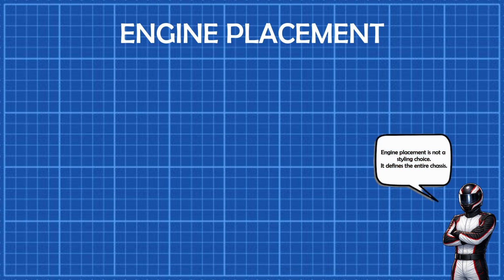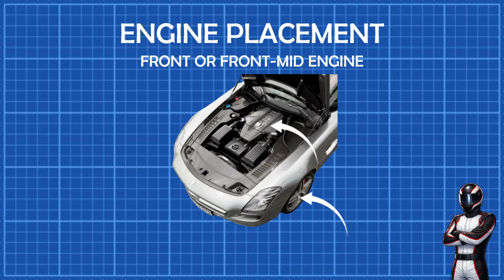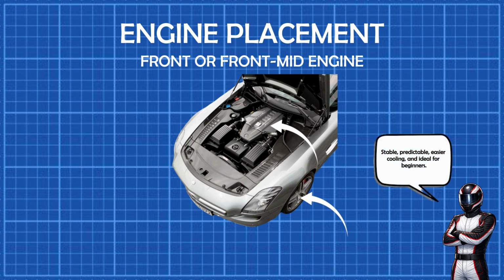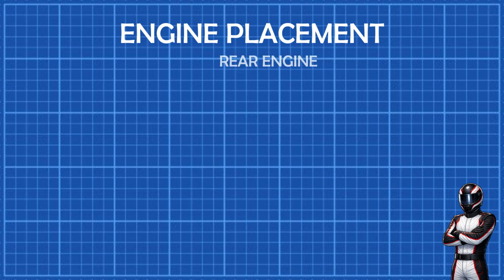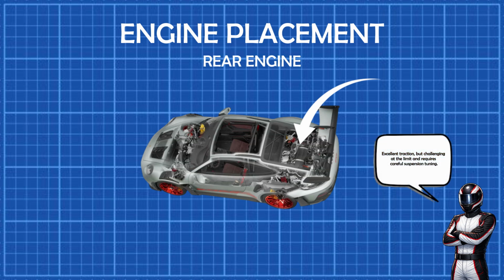Engine placement is not a styling choice. It defines the entire chassis. Front or front mid-engine: engine behind the front axle, typically around 55-45 weight distribution. Stable, predictable, easier cooling, and ideal for beginners. Rear engine: engine behind the rear axle, often around 40-60. Excellent traction, but challenging at the limit and requires careful suspension tuning.